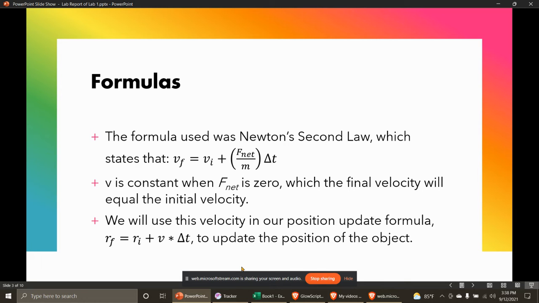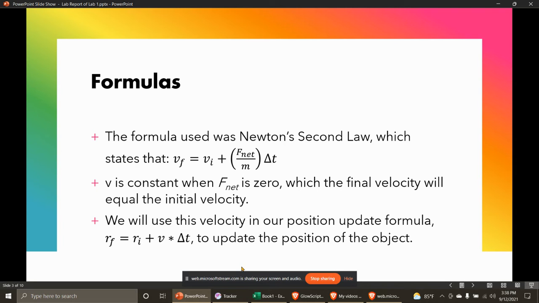Newton's second law states that the final velocity equals the initial velocity plus the net force over the mass of the object times the change in time, which is denoted as delta t. Velocity, which is denoted as v, is constant when the net force, denoted as F net, is zero, which means that the final velocity will equal the initial velocity.